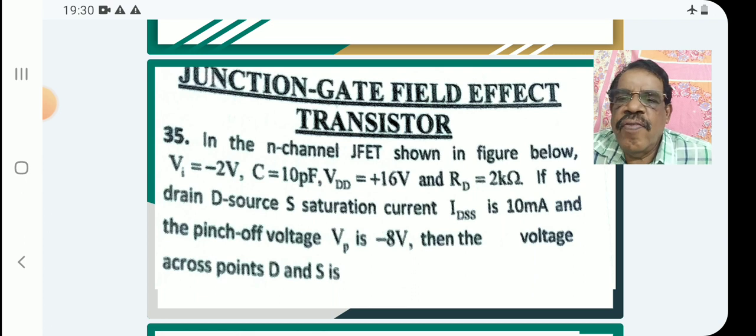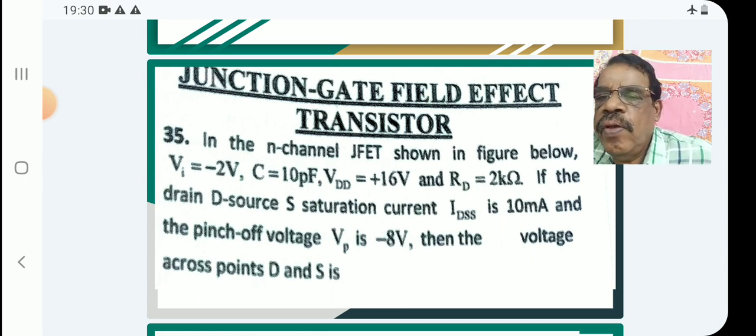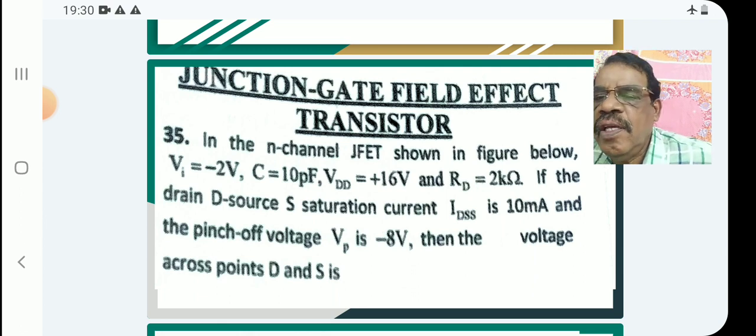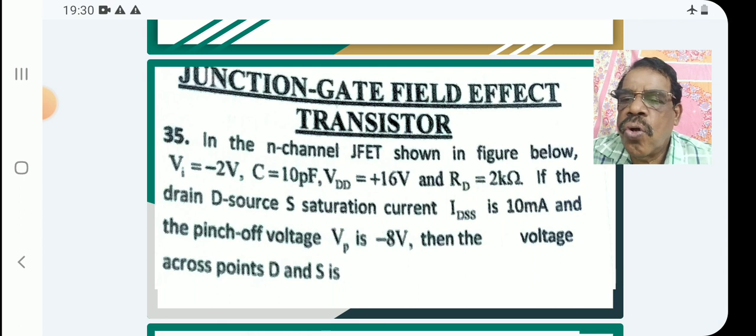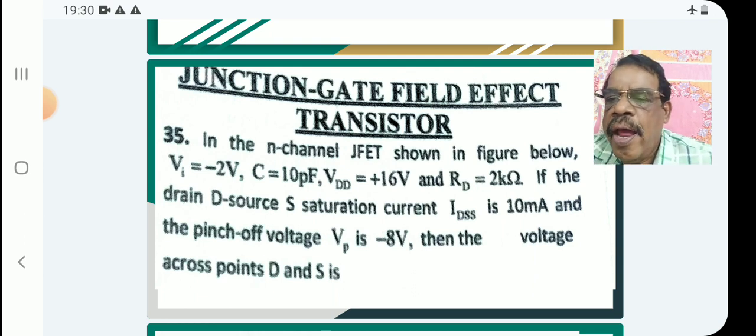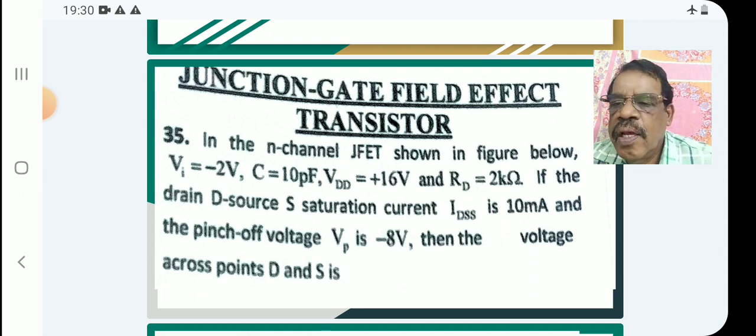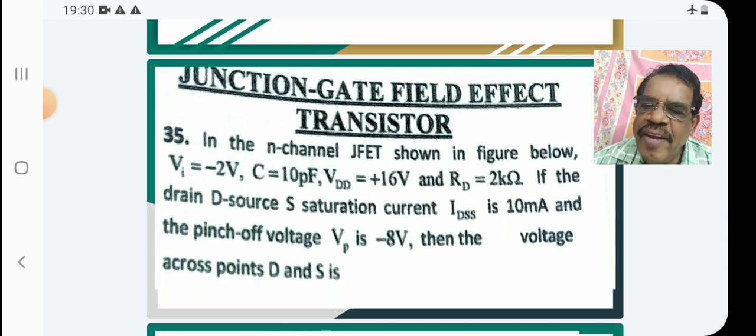In the N-channel FET shown in the figure below, VGG is minus 2 volt, C is equal to 10 picofarad, and VDD, the drain source voltage, is plus 16 volt. RD, the drain resistance, is 2 kilo ohm. If the drain source saturation current IDSS is 10 milliampere and the pinch off voltage Vp is equal to minus 8 volt, then the voltage across points D and S, the voltage VDS, is what?